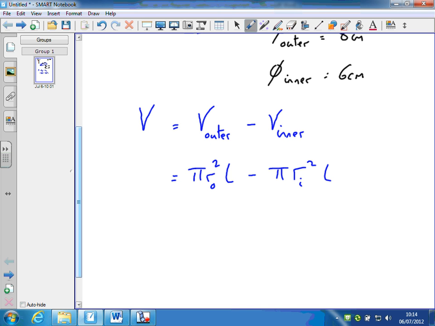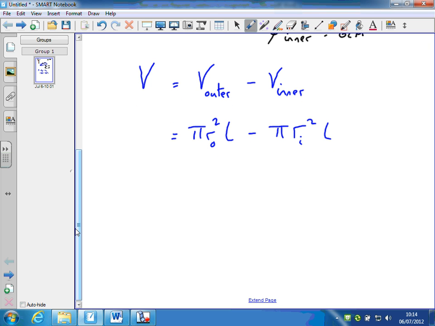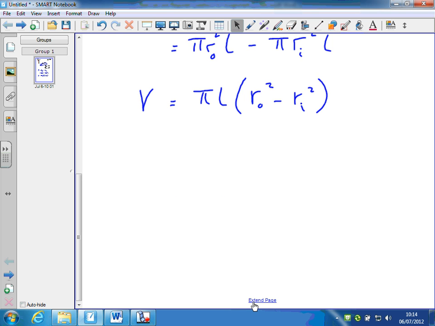Well, if you look at this, both pi and L are the same, so we can actually factorize and take that outside the bracket. So pi L times (r outer squared minus r inner squared). So now we can put the figures into that and do it in one calculation. Again, it's handy to do anything like this, if you can, in one hit on the calculator. So then we just put the figures in and we'll get the volume.